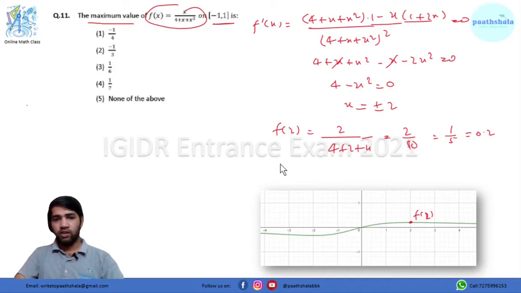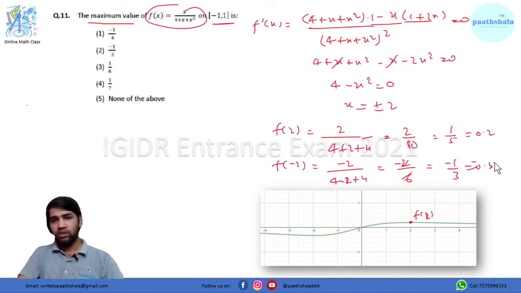Now find the value of f of minus 2. This will be minus 2 upon 4 plus the square of minus 2, which is plus 4. So this is minus 2 upon 8 minus 2, which is 6. So this is minus 1 by 3, which is minus 0.33. Look at this value denoting f of minus 2.